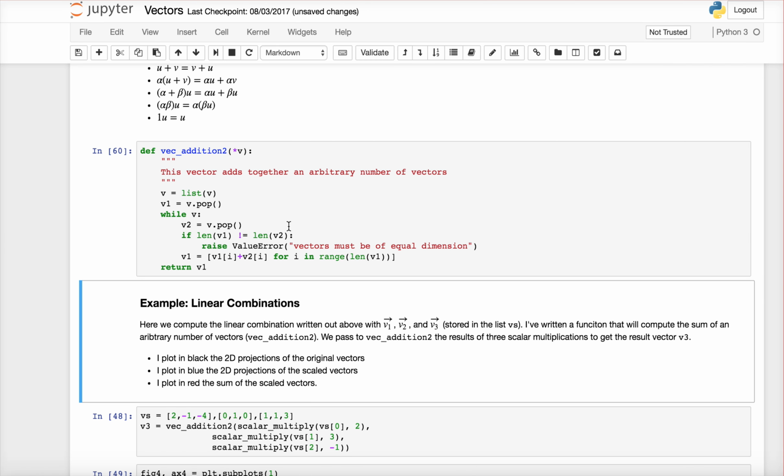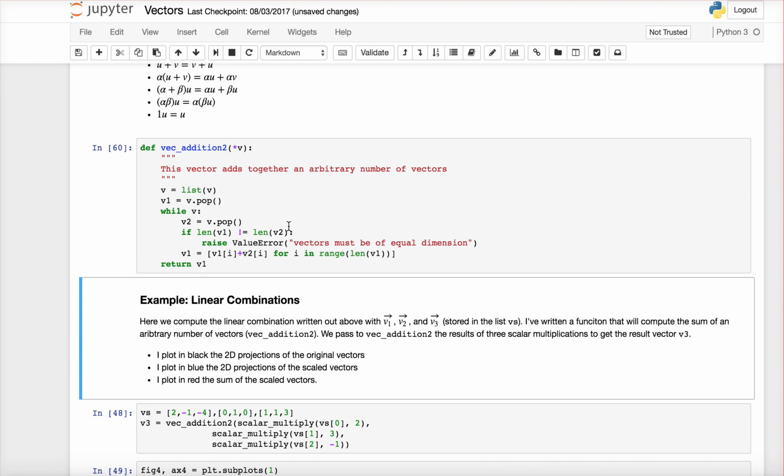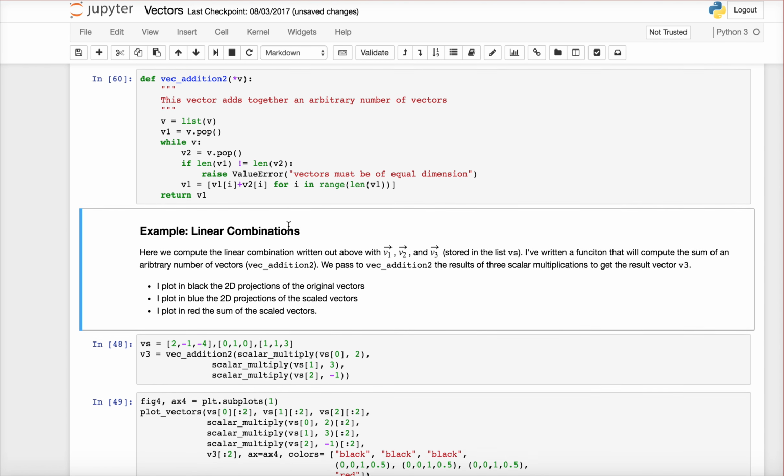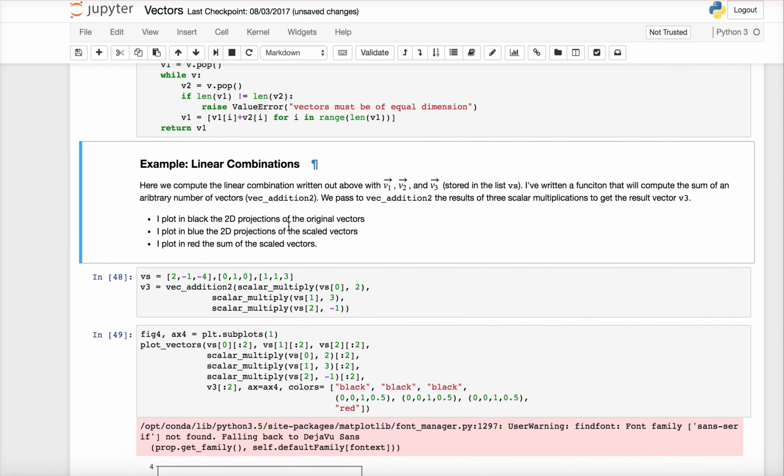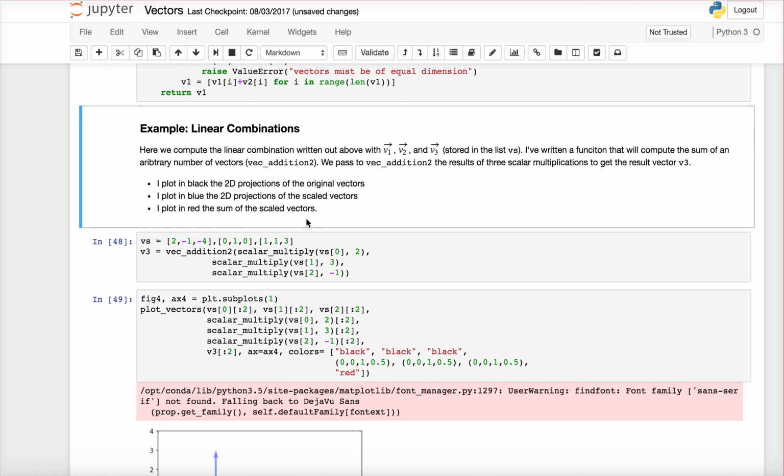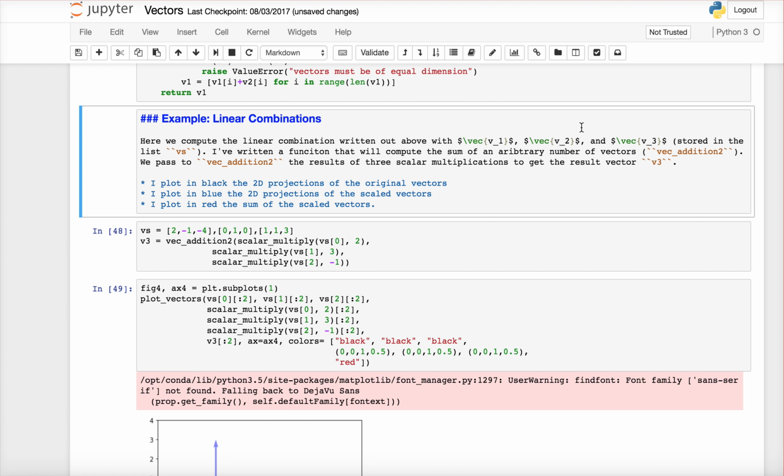And here's another Python function to do the addition of an arbitrary number of vectors together. Okay, so here's an example computing the linear combination written out above, v1, v2, and v3. Let me fix my spelling error right here.